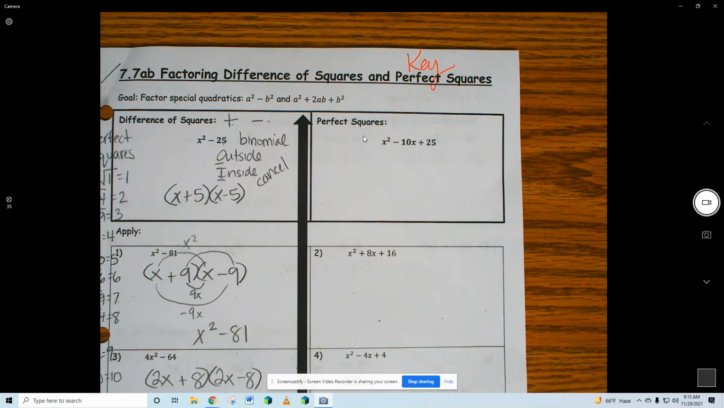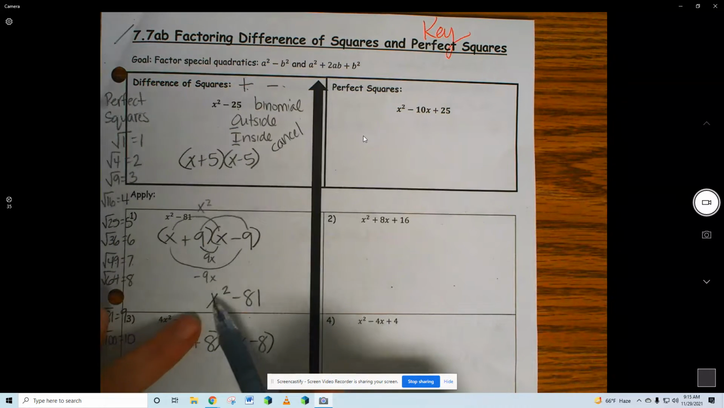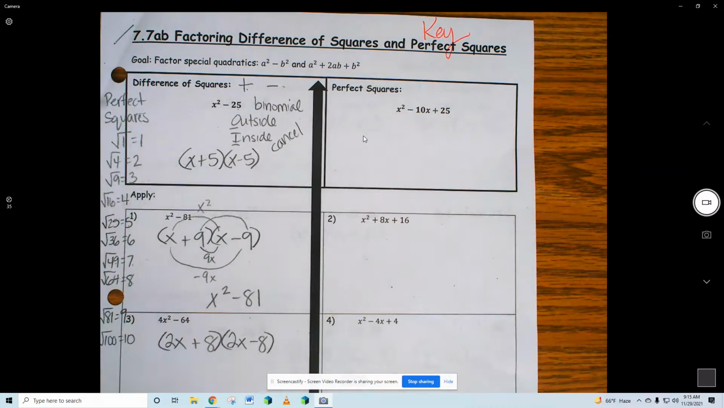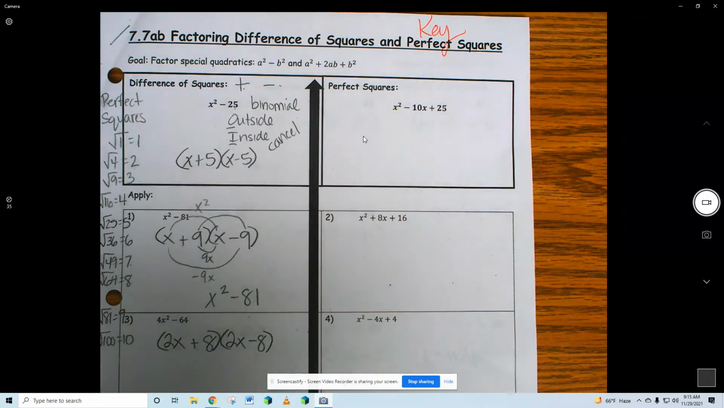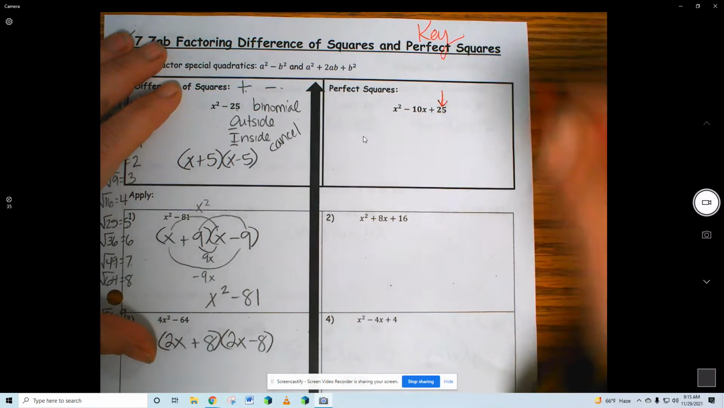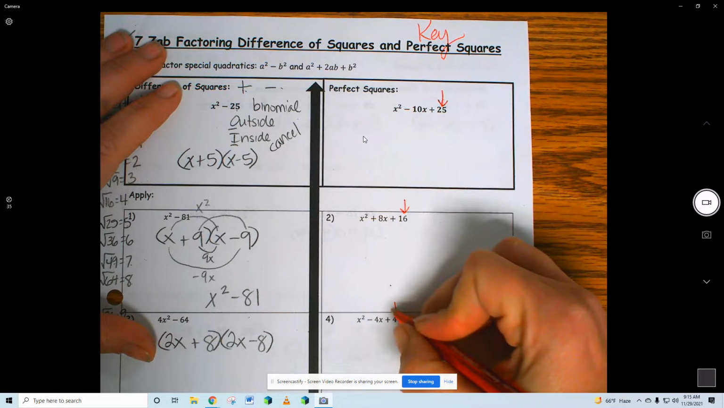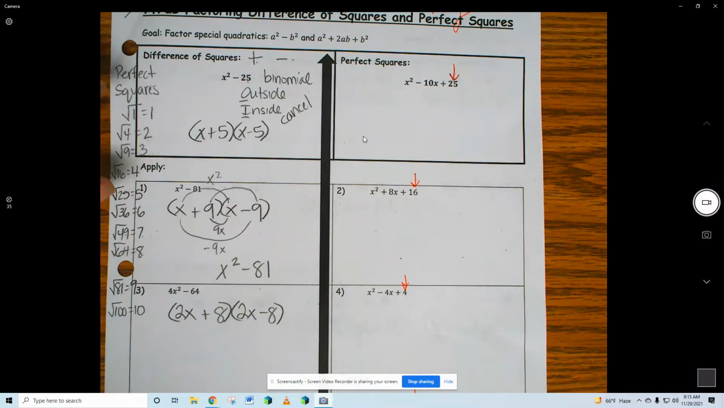So on this number 1 right here, the 9x and the negative 9x canceled. So I had no middle term. But I had my first term and I had my last term. There's always a subtraction sign in the middle when you have difference of squares. Today on the perfect squares, we're only going to look at the last number. And you'll notice on all of these examples, the last number is a perfect square.